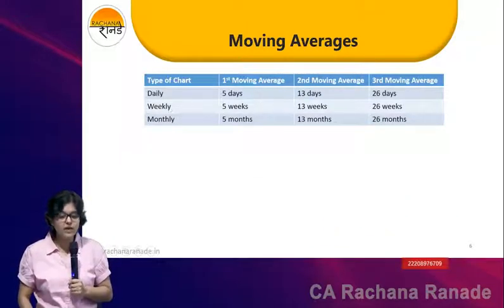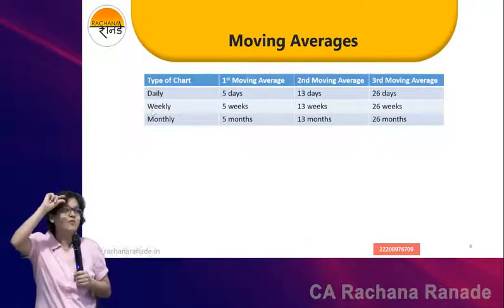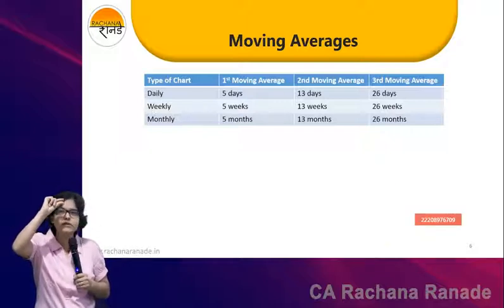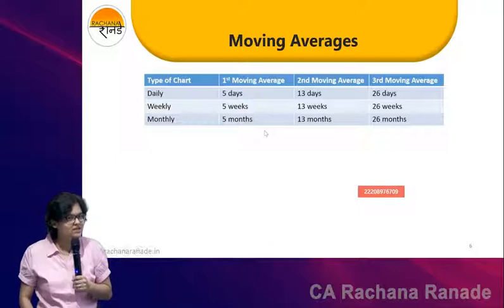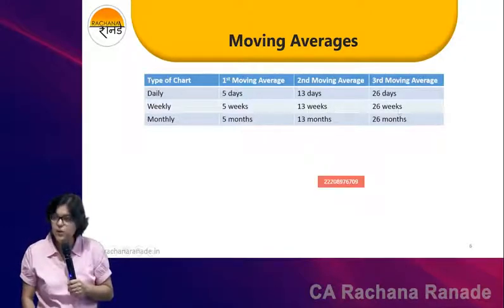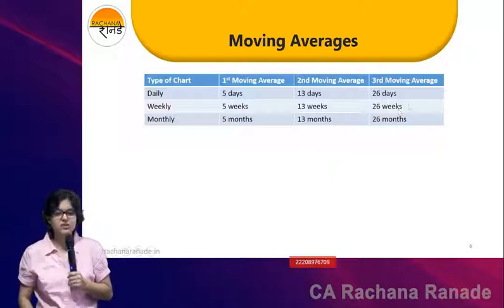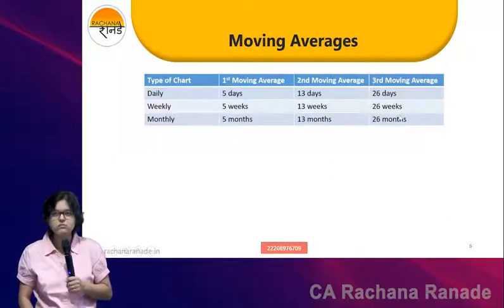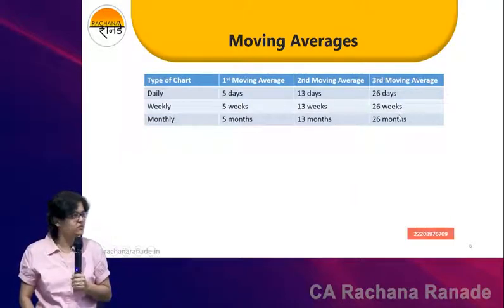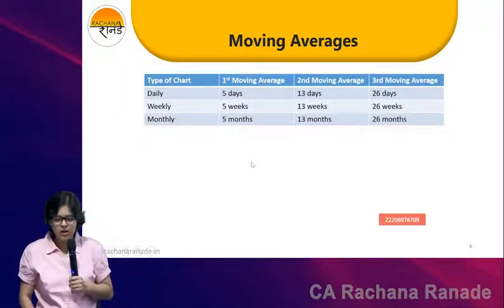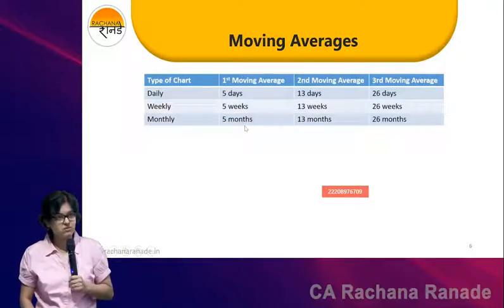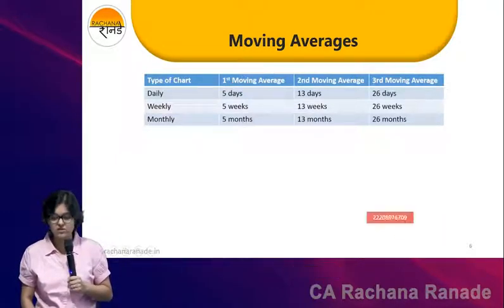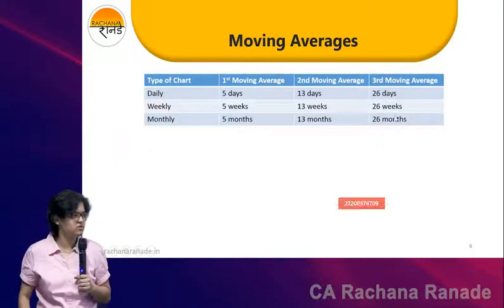If I'm talking about a weekly average, so weekly type of candle is chosen, time frame is weekly, then it will be an average of 5 weeks. That's going to be a big one. 5 weeks average, 13 weeks average and 26 weeks average. So that's like half a year almost. Correct, na? 26 weeks average, that's almost half a year data. And if I'm on a monthly chart, this is too much. 5 months ka average and 13 months ka average, and this is 26 months average.